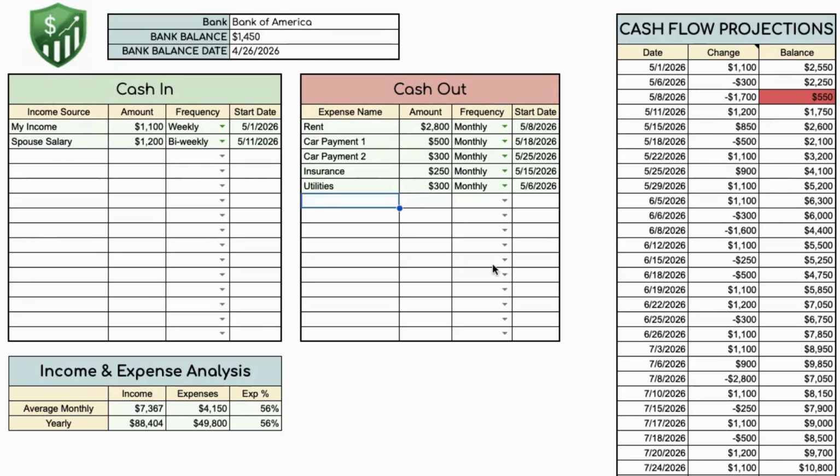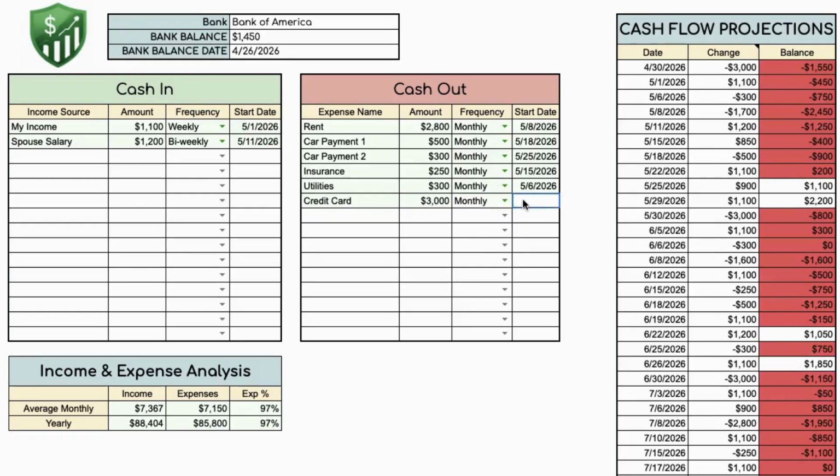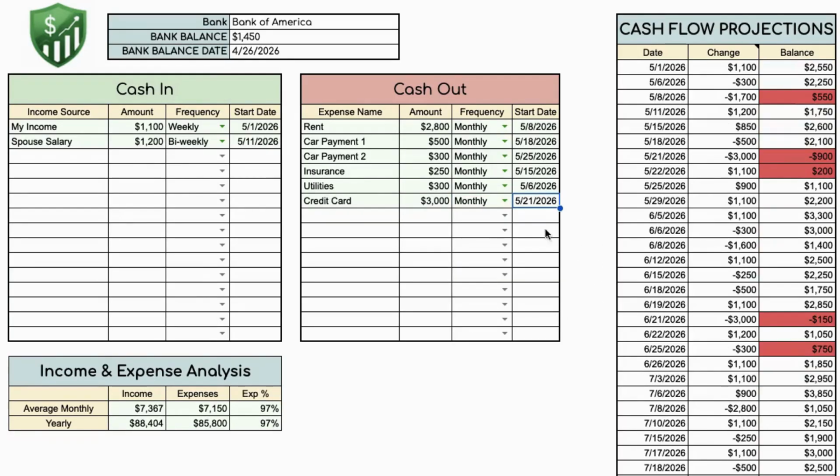And then your credit card, let's say $3,000 monthly, due on the 21st. Now, this one is important because this usually includes a lot of your day-to-day spending. So instead of tracking every small expense, you just track when the total hits your bank.